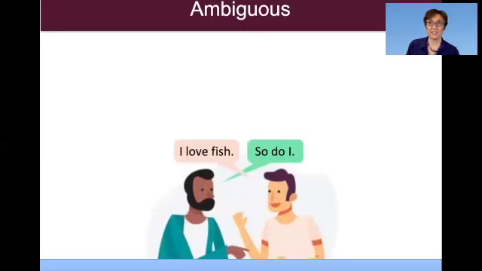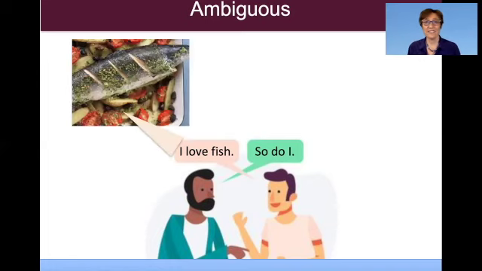Ambiguous is the next feature of it. So ambiguous means it's not that clear. It's kind of fuzzy. And here's an example. A couple of guys are talking about fish. So one says, I love fish, and the other one says, I do too. So it sounds like they're talking about the same thing. Yeah, it's the same word, but take a look here, okay?